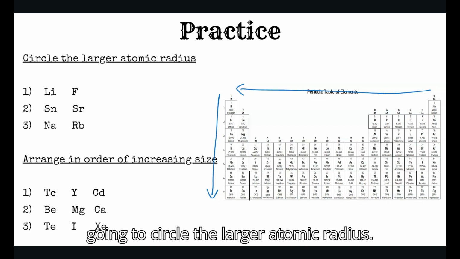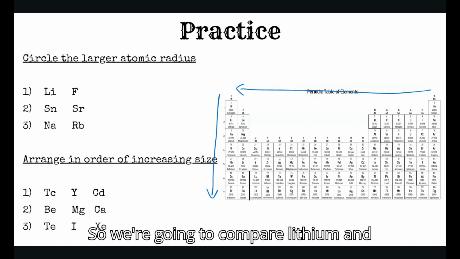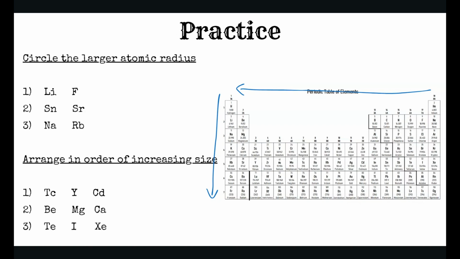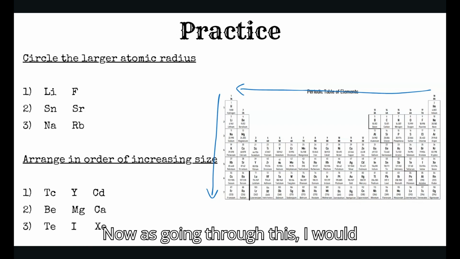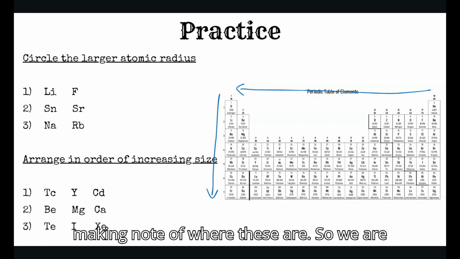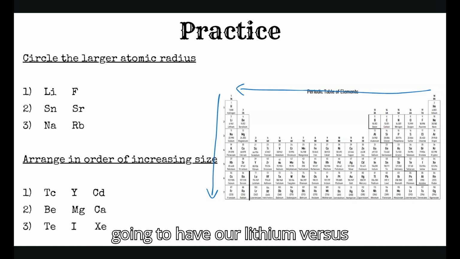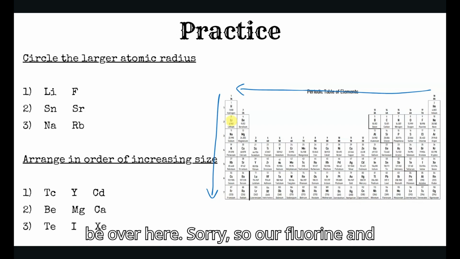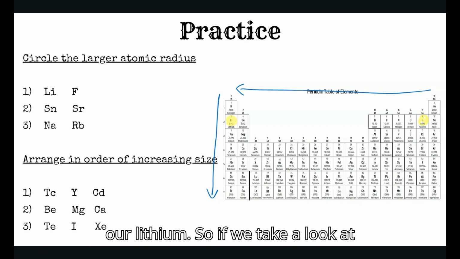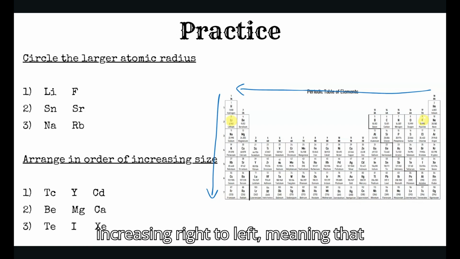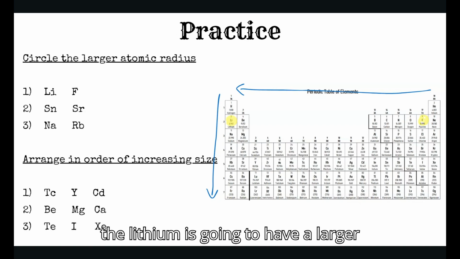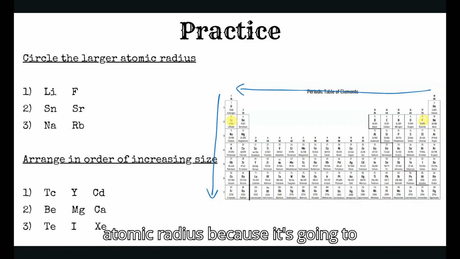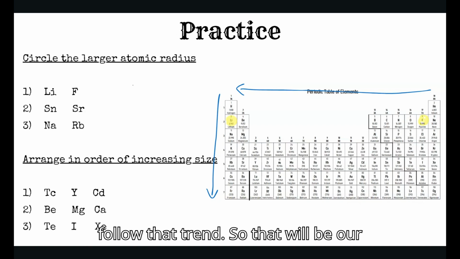All right, so in our first example, we're going to circle the larger atomic radius. So we're going to compare lithium and fluorine. As going through this, I would suggest just making note of where these are. So our fluorine will be over here, and our lithium. If we take a look at the trend, we are increasing right to left, meaning that the lithium is going to have a larger atomic radius because it's going to follow that trend. So that will be our lithium.